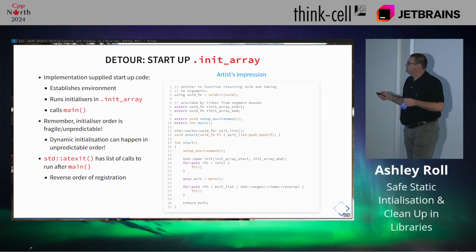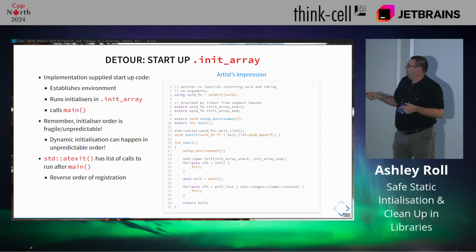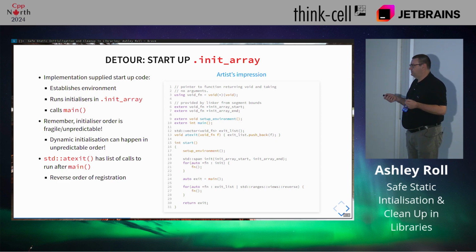So let's have a little bit more look into how that init array works. This is obviously an artist's impression of the code. It's actually normally written in assembly, but I thought I'd translate it into something we understand to talk through it. The implementation is generally provided by the compiler, and what it does is runs all the initializers in the init array, calls main, and the order of all those things is obviously fragile, as I said before. We can't necessarily predict it.